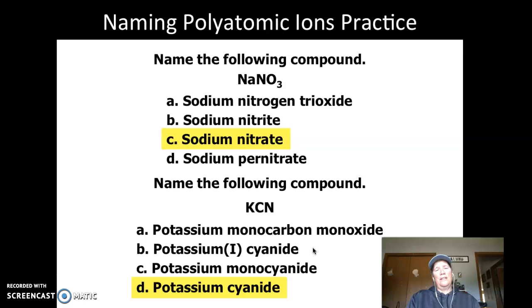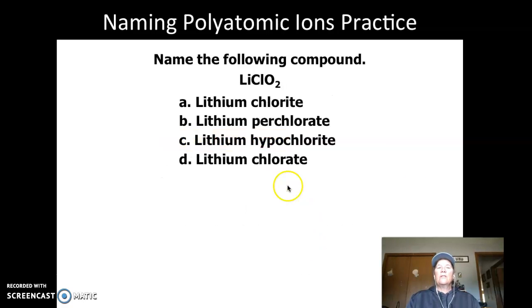Don't make it harder than it is, you guys. Okay, here's lithium. And then you go, what's ClO2? And then you look up on your chart and you go, ClO2, where? There you are, chlorite. You've got to be careful with the chlorines because there's chlorite, perchlorate, hypochlorite, there's a whole bunch of them. Make sure you look for ClO2 and it's chlorite. That's all you have to do to name them.